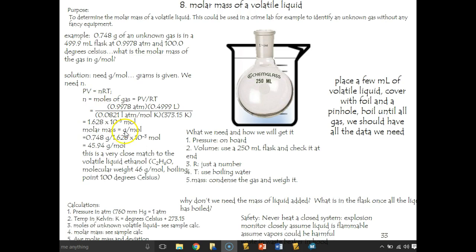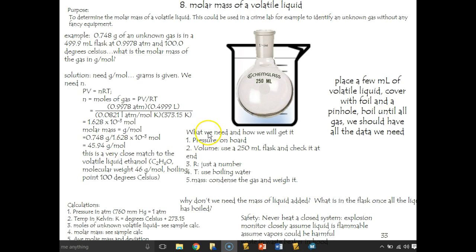In this case, we get about 1.5 thousandths of a mole, 1.5 millimoles. And molar mass is in grams per mole, so we take those grams, divide by the moles, and we have the molar mass, which is about 46, which would happen to be a nice match for ethanol, suggesting that's what that unknown gas was.